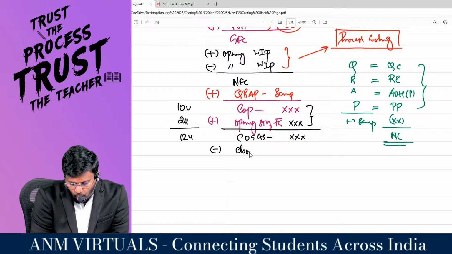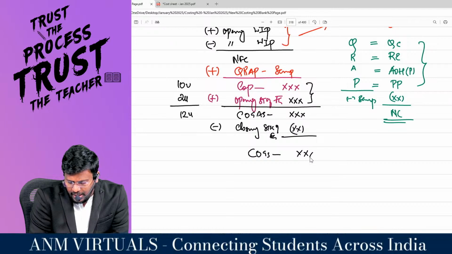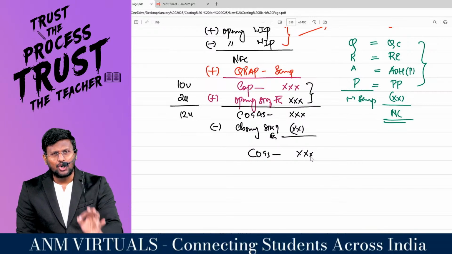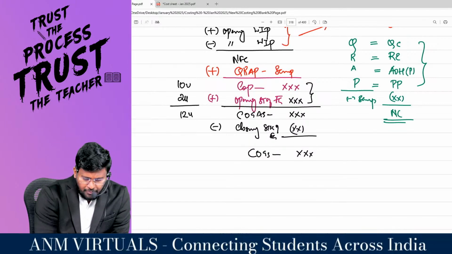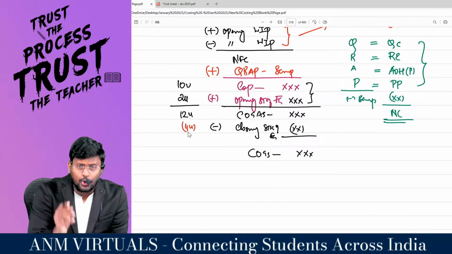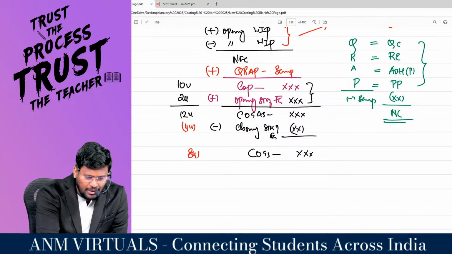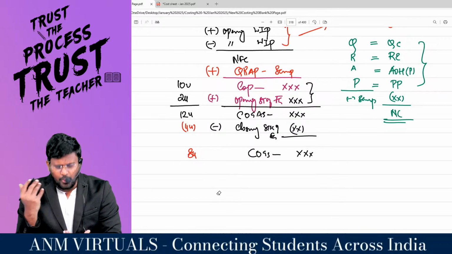Minus closing stock of finished goods. That means, my dear lovable students, I will get the cost of goods sold. That means, out of 12 units, if you are saying that 4 units are still with you, you have sold how many units? 8 units. You have sold 8 units. What is its cost? Because it will be in the value.